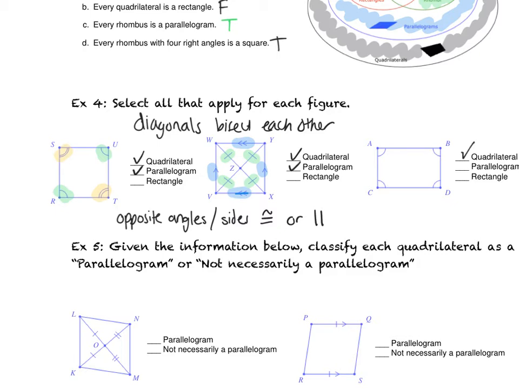Okay? Then if you look at the last one, it has opposite angles congruent, right? In fact, all of the angles are congruent. So that is a feature of a parallelogram, so therefore it is a parallelogram. So all three of these are pictures of parallelograms. Then we need to look at whether they are a rectangle.